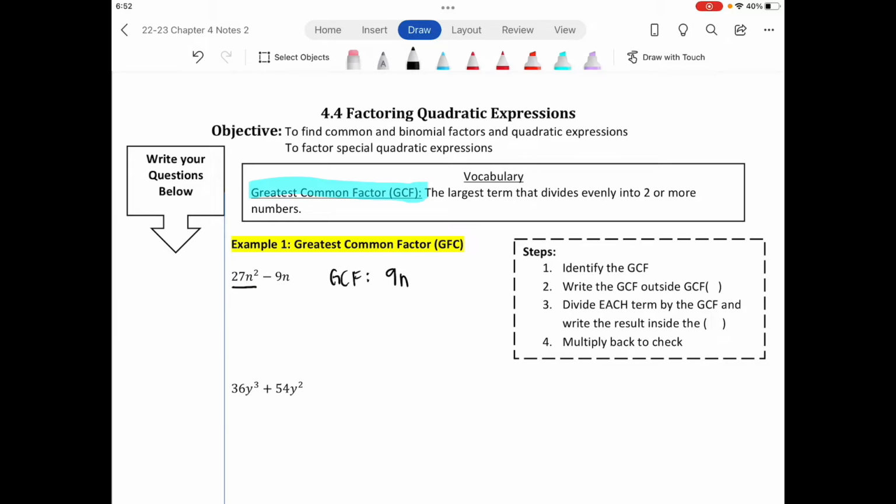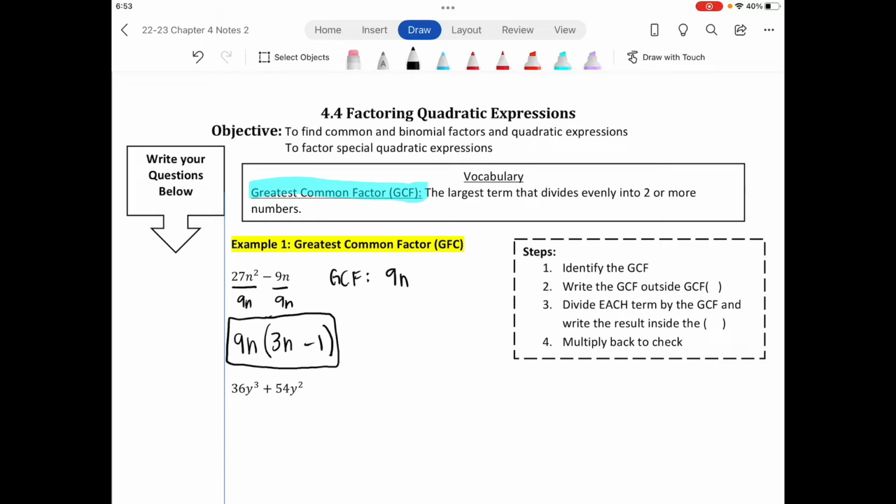If we were to divide both of these terms by 9n, we'll end up with 3n minus 1. But if we wanted to get back to what we started with, we would have to multiply 3n minus 1 by that greatest common factor of 9n. By doing the distributive property in reverse, this is the factored form of the original expression.